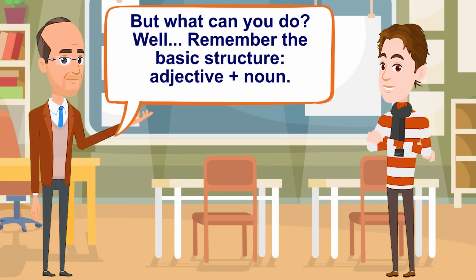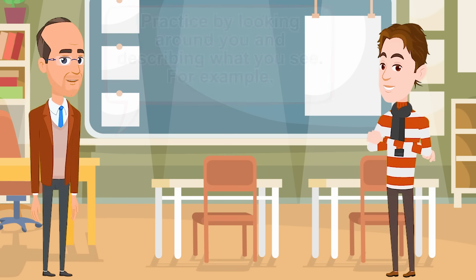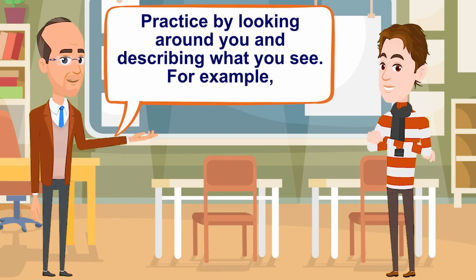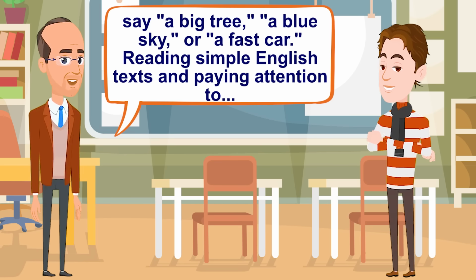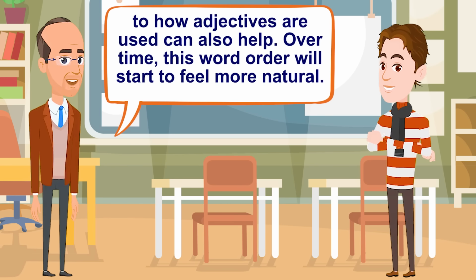But what can you do? Well, remember the basic structure: adjective plus noun. Practice by looking around you and describing what you see. For example, say a big tree, a blue sky, or a fast car. Reading simple English text and paying attention to how adjectives are used can also help. Over time, this word order will start to feel more natural.